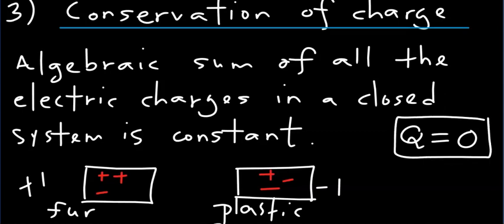So in this charging process, what we have done is just to transfer charge from one object to another. We did not create or destroy any charge. So this is the essence of conservation of charge. Charges cannot be created or destroyed, but they can be transferred. However, the algebraic sum of all the electric charges in any closed system is constant.